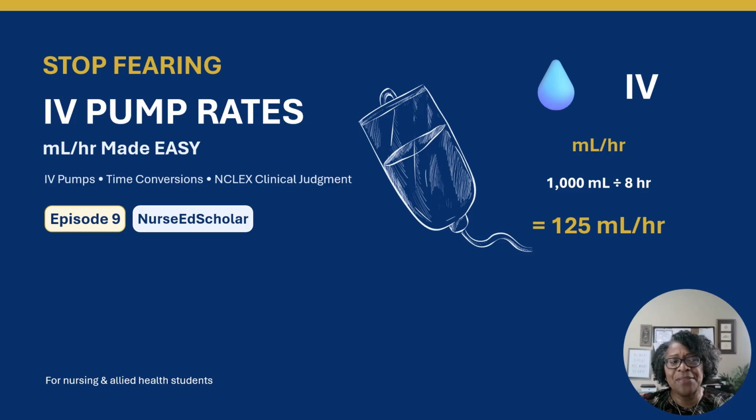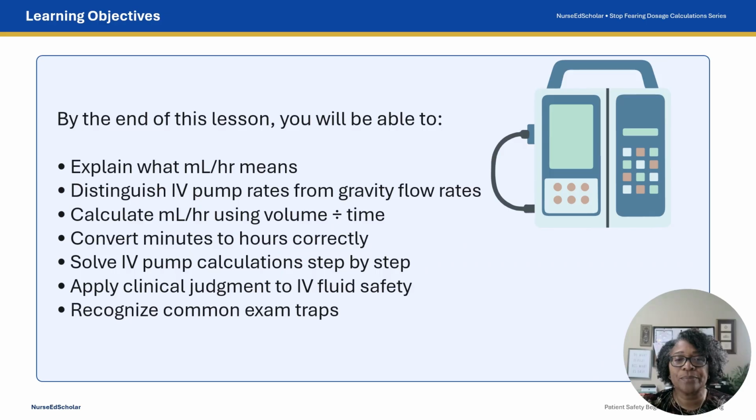In episode 8, we learned about drops per minute. We talked about gravity IV flow rates. But today, we're going to talk about milliliters an hour, and that calculation is for your IV pump. By the end of this lesson, we're going to calculate IV pump rates, looking at milliliters per hour.